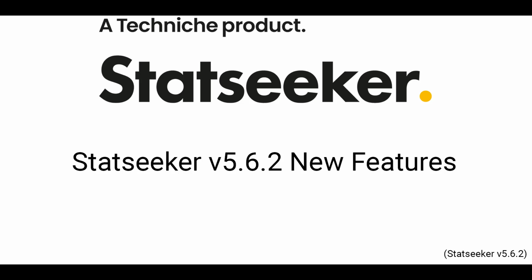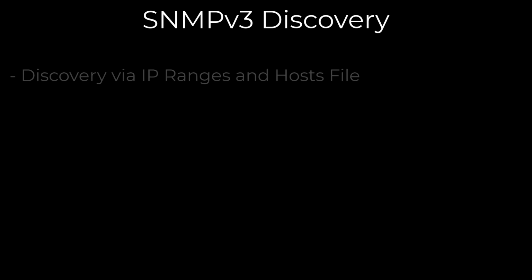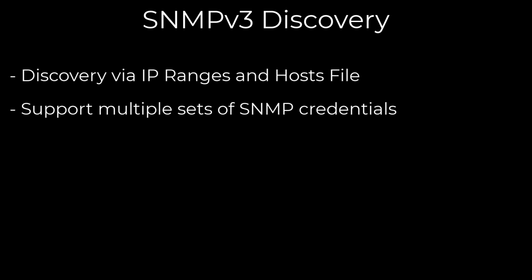The major focus of Statseeker version 5.6.2 was simplifying SNMP v3 device discovery. We want to provide the same discovery options regardless of whether the device communicates via SNMP v2 or 3. So discovery via IP ranges or the host file, and have the discovery process be able to handle the various SNMP credentials required to communicate with the devices on the network. This goal led to changes not only in discovery, but also how Statseeker manages IP address ranges and SNMP credentials.